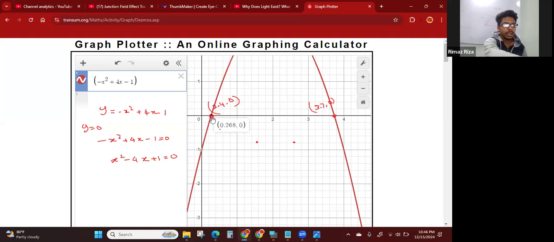They have actually given the value 0.268 comma 0, and here the value is 3.732 comma 0. Likewise, you can write only up to the first decimal place, because you have divided each one into 10 small divisions. So if you write it, you get 2.7 and 3.7.